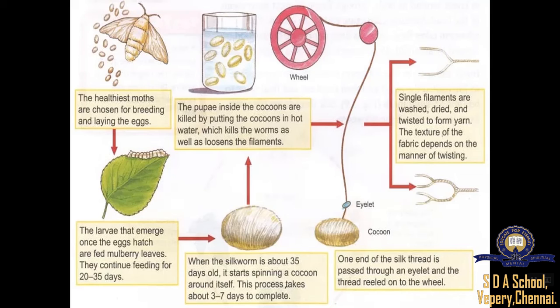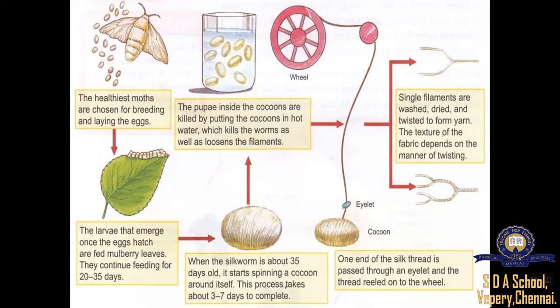After that step gets over, the eggs are preserved. The worms come out when the eggs are hatched. Then they are fed mulberry leaves. They continue feeding for 20 to 35 days. How many days? 20 to 35 days.